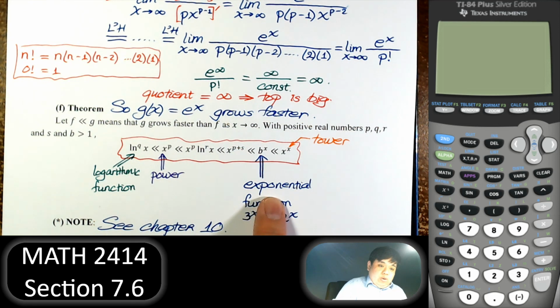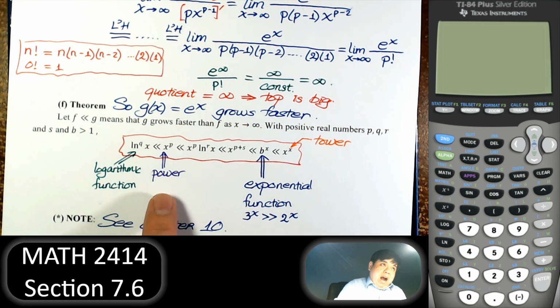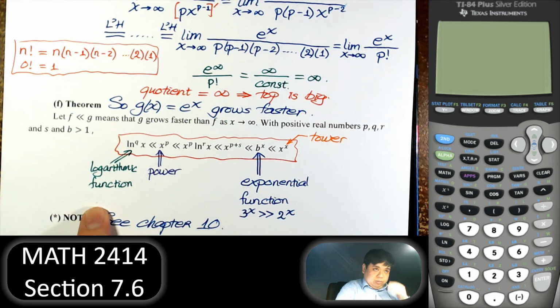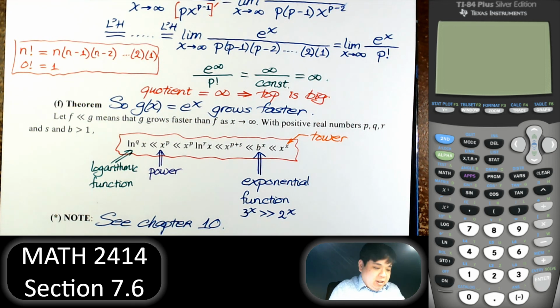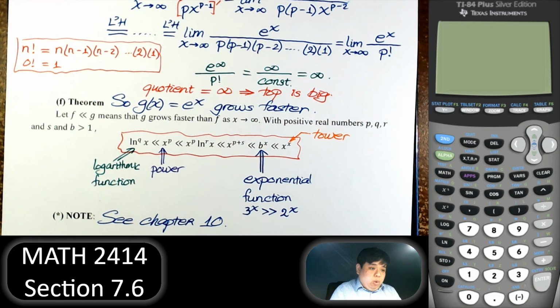Faster than exponential. Exponential is faster than power. Power is faster than the log. Log is faster than the constant. The constant stays constant, doesn't go anywhere. Right. So with that, I stop the video right here.